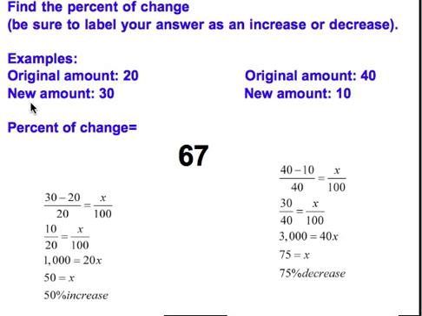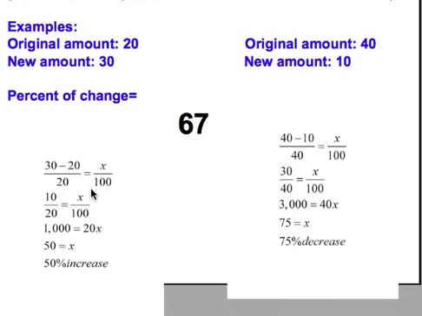So the first one gives the original amount at 20 and the new amount is 30. So the amount goes up, so I already know that the percent of change is going to be an increase, but by how much I don't know yet. So if I follow my formula, it's the difference, 30 minus 20, over the original, I started with 20, equals x over 100. If I do the cross products and divide, I get x equals 50. So therefore, from 20 to 30 is a 50% increase.